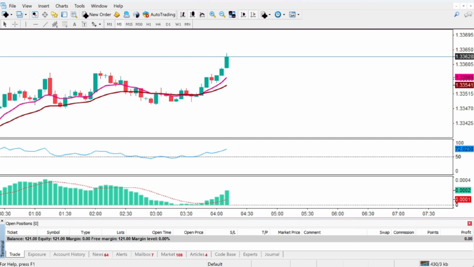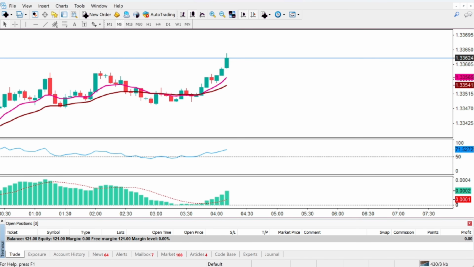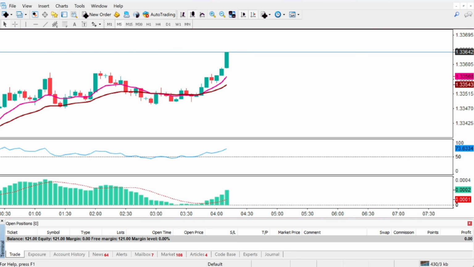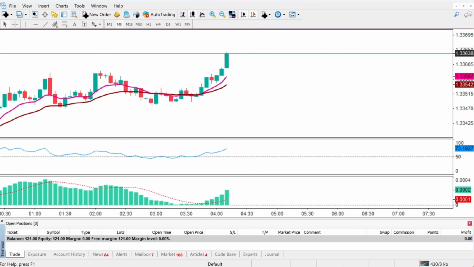But hey, slow or not, the trade eventually pushed all the way to take profit. First win of the Claude challenge, and the balance jumps up to $121. Not a bad start at all. Let's see if Claude can keep this momentum going in trade number 2.